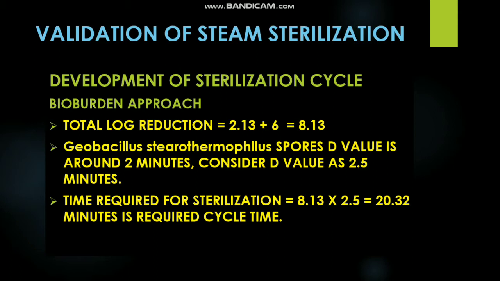If you consider the most resistant spores for the steam sterilizer, that is Geobacillus stearothermophilus, which has the highest D value, around 2 minutes, but you consider it as a worst case of 2.5 minutes. So 2.5 into 8.13, your 20.32 minutes will be the duration required to achieve sterilization. So this was the bioburden approach.